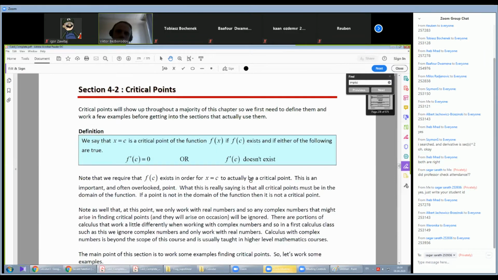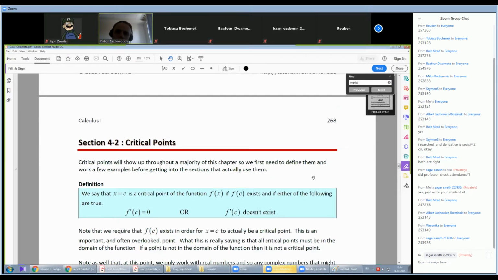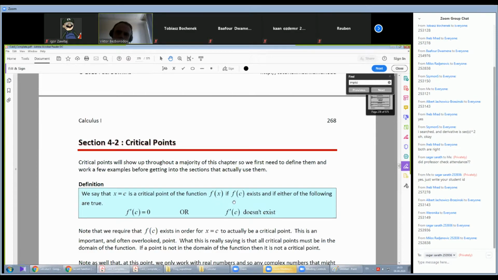Now, you have the definition of the critical point. C is a critical point for this function f if C belongs to the domain of f, or f is defined at C, and you have either this or this: either the derivative is 0 or it doesn't exist.